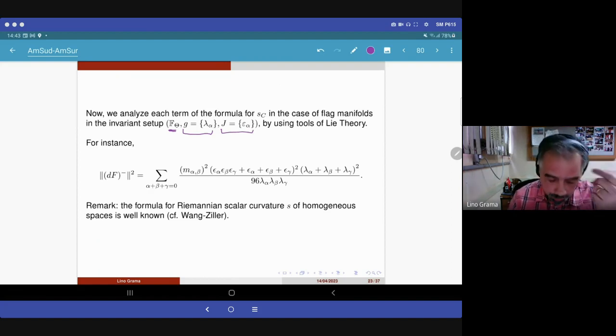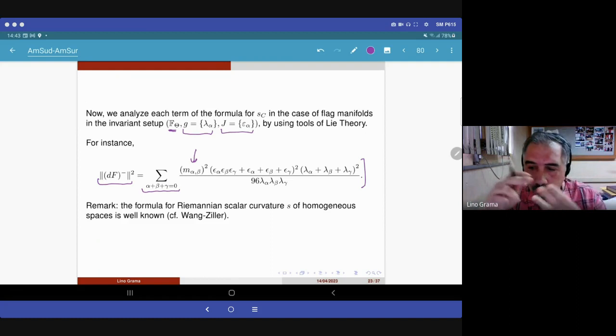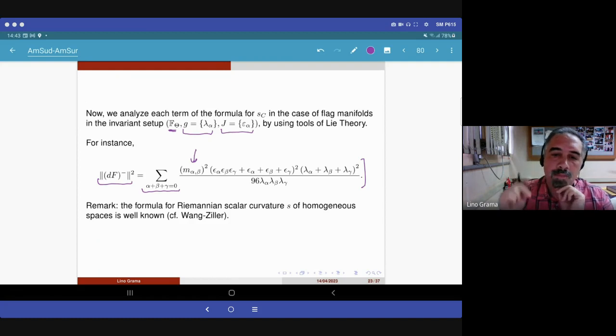And for instance, this piece here, we can describe by this number. And this is the structure constant on the algebra, and we consider triples of roots such that the sum is 0. We need to sum over all these triples. And for the Riemannian scalar curvature, this is a very famous formula available in the literature by Besse.